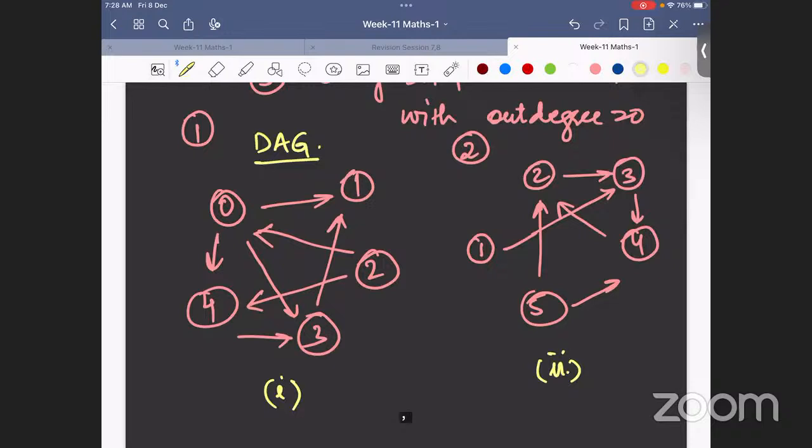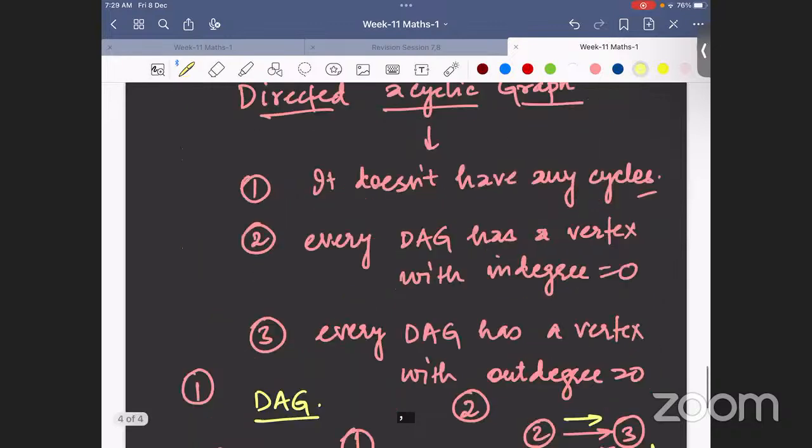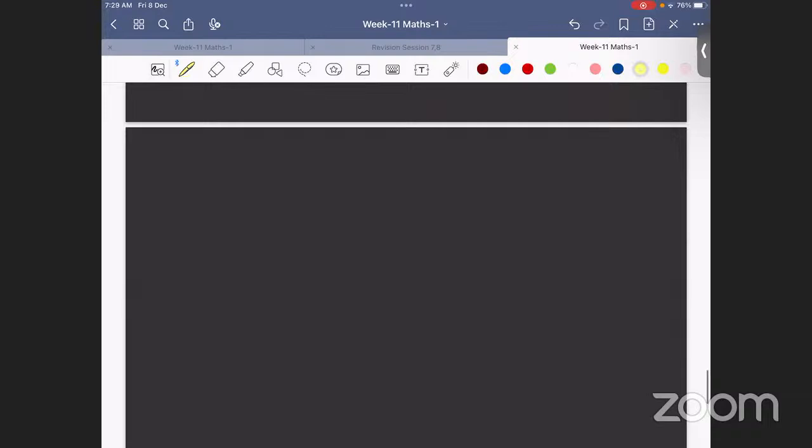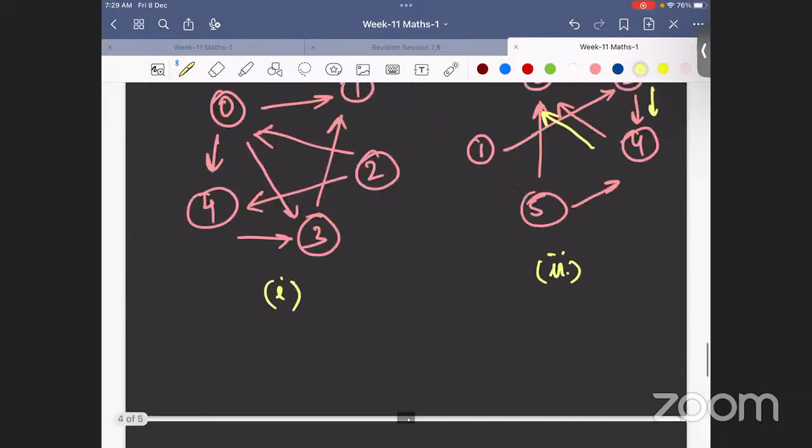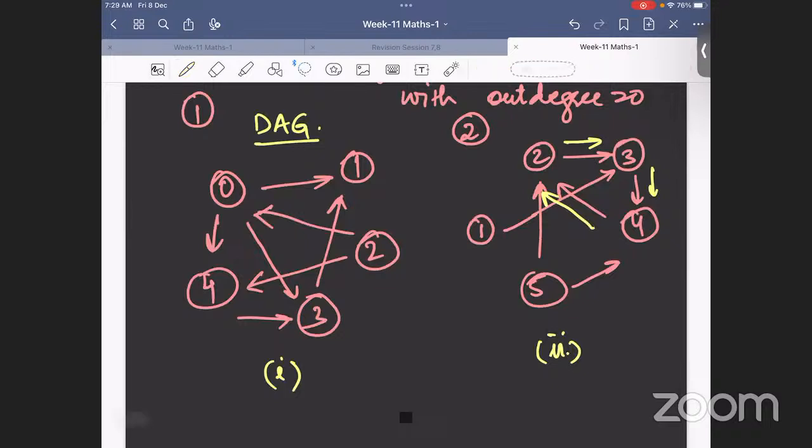The cycle is in vertices 2, 3, and 4. So you can see that there is a cycle in this graph. If you are able to find a cycle, you can directly say that this is not a DAG. Correct? And the second thing, what did I say? You have to calculate the in-degree. How do you calculate the in-degree? For any graph, for example, let's take the same plot.